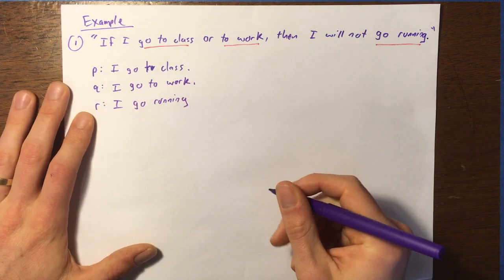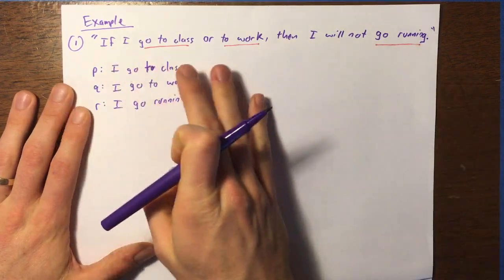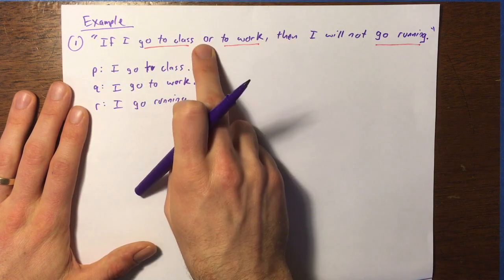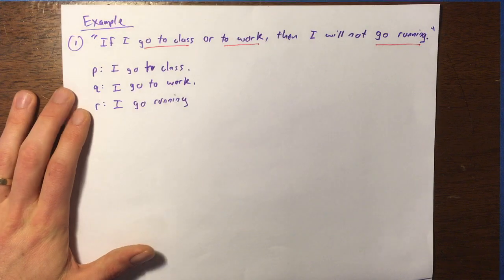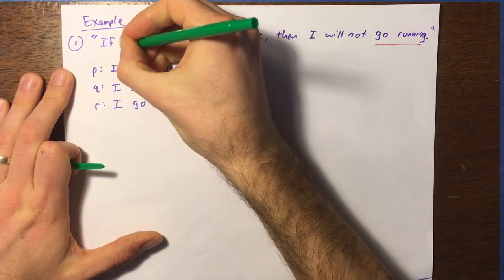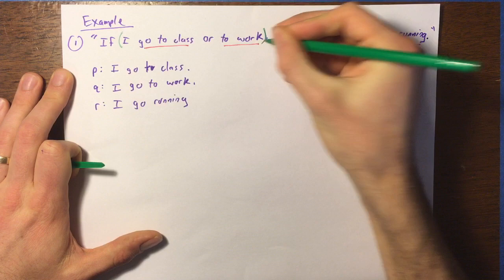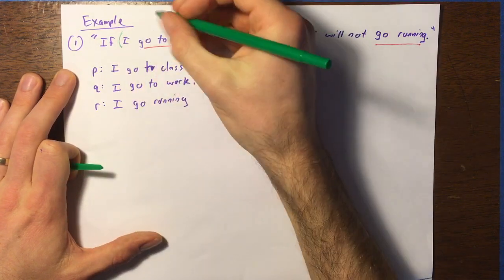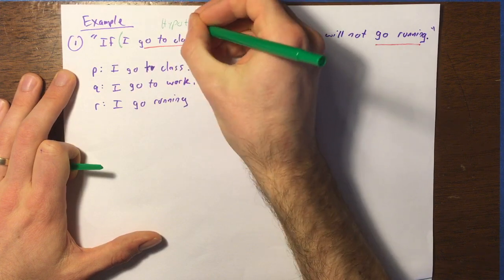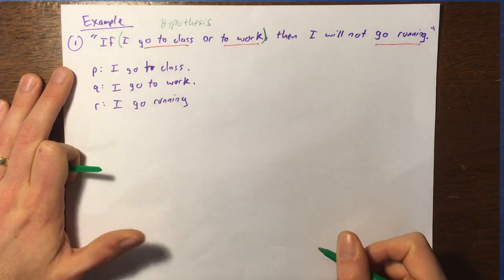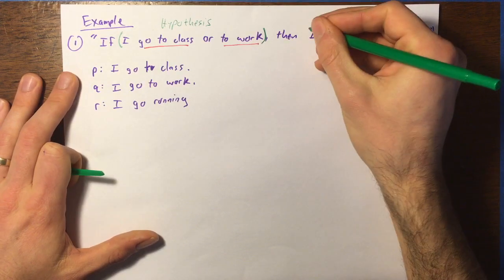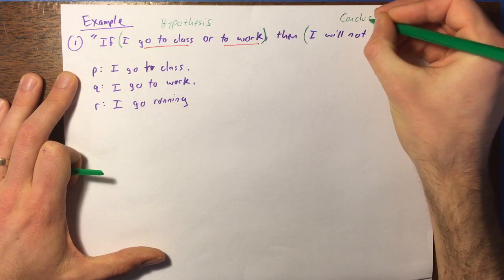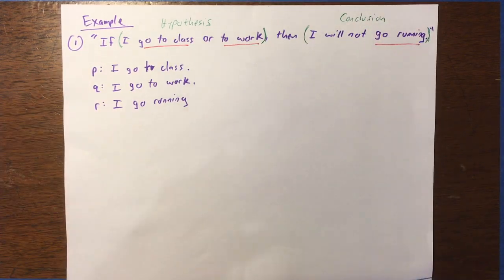Now I'm going to read this with all of the operations that are expressed here. We have an if-then overall. We also have an or, and then we have a not. And it's implied that this is in parentheses: I go to class or to work, so that all of that is part of my hypothesis. That's the hypothesis for the conditional statement, and then this over here, I will not go running, that is the conclusion of the conditional statement.